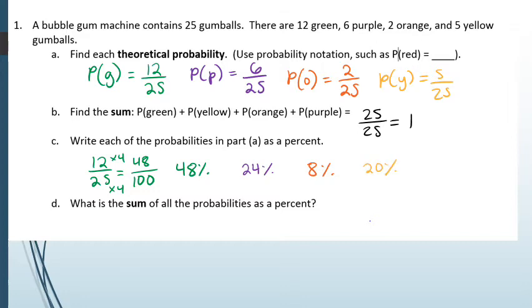So now what is the sum of all those probabilities as a percent? If we add up 48, 24, 8, and 20, we get 100%. Which should make sense considering this is all of our sample space. These are all the possible outcomes we could get.